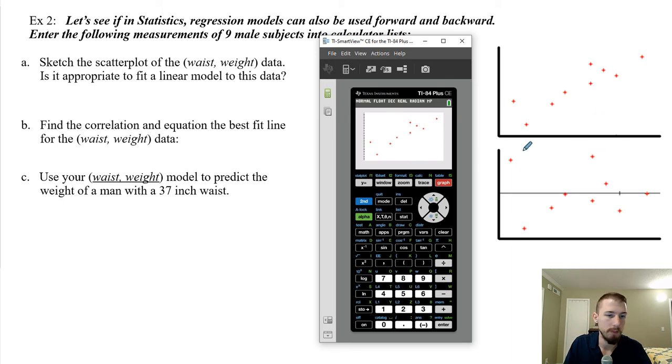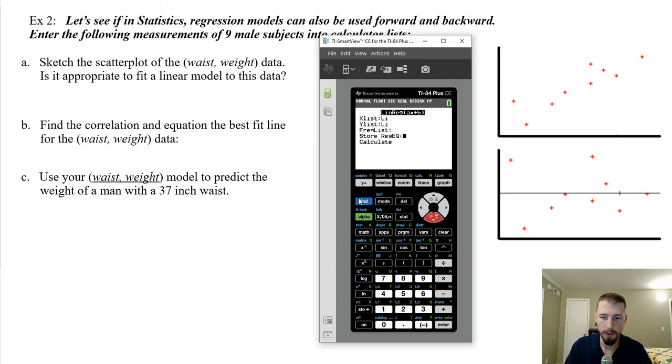All right, next we want to find the correlation and the equation for the line of best fit, for the waist to the weight. So to do that, we go to stat, arrow over to calculate. The linear regression is the fourth option. Our X list, they are telling us we want to go from waist to weight. So that's going to be list 1, and then we'll do list 2.